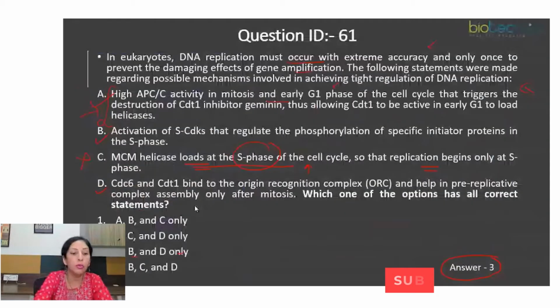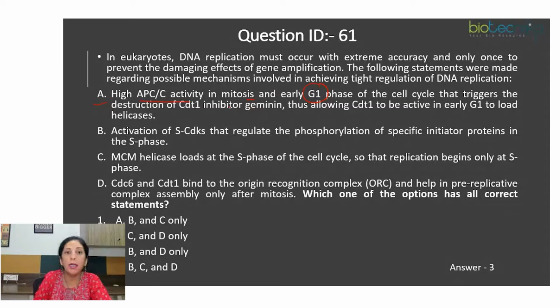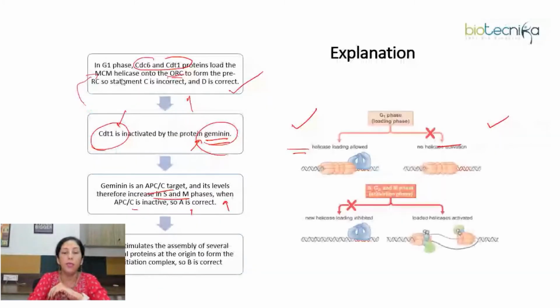So I'm going back to show you what statement A is all about. High APC-C activity in mitosis and early G1 phase triggers the destruction of geminin. So again, I repeat, CDT1 should be there so that the loading can happen. So the CDT1 inhibitor geminin shouldn't be there. That is what has been given in statement A, so that makes this statement a correct statement as well. Okay, so this was an easy question, right? It was not that difficult if you have learned the cell cycle and eukaryotic replication in detail. So this was very easy to answer.